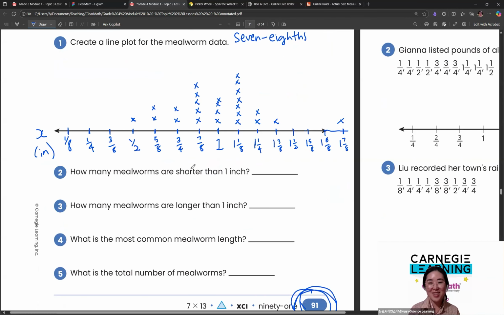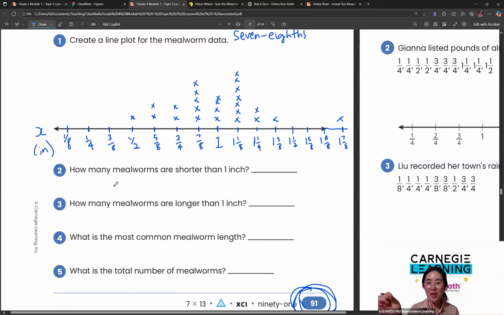Now let's have a look at the questions. How many mealworms are shorter than 1 inch? Have a count. So 1 inch is here. Eugene, could you tell us how you got the answer? 6. Because this is 1, and this and this and this. Yeah, we actually don't count these 1 inch long mealworms because it's this question. 6.